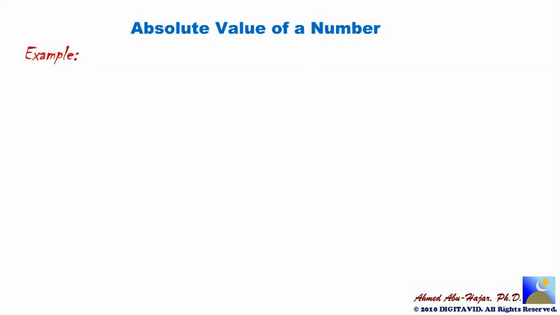At this level, we should know that there are negative value integers and positive value integers. Now we are interested in finding the absolute value of a number. So let's start with a numerical example so that we can understand what's the meaning of the absolute value.